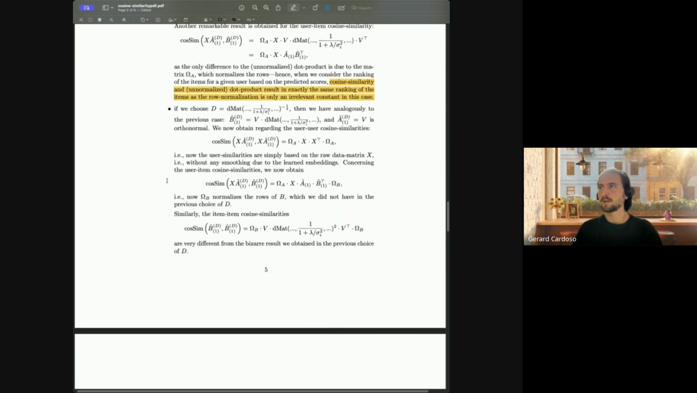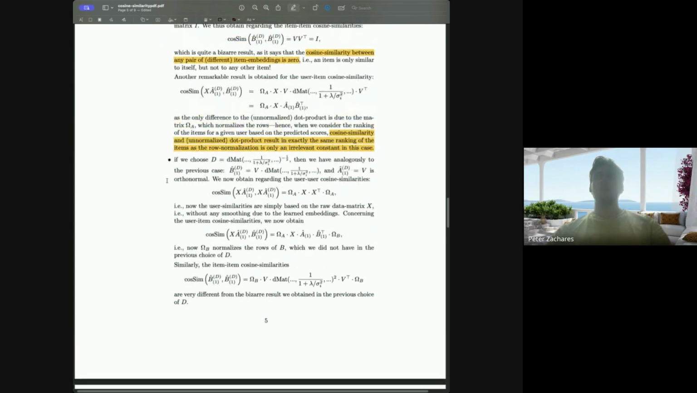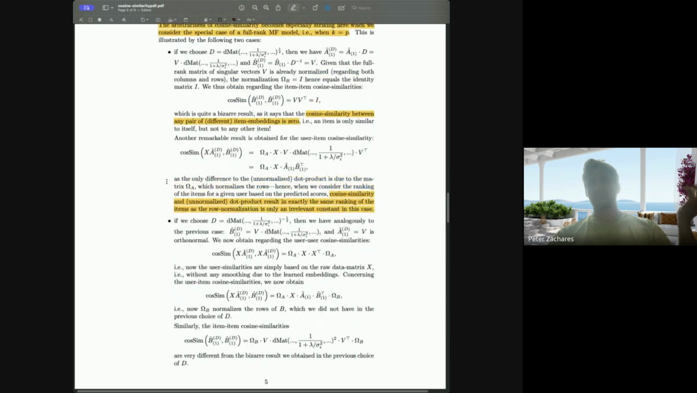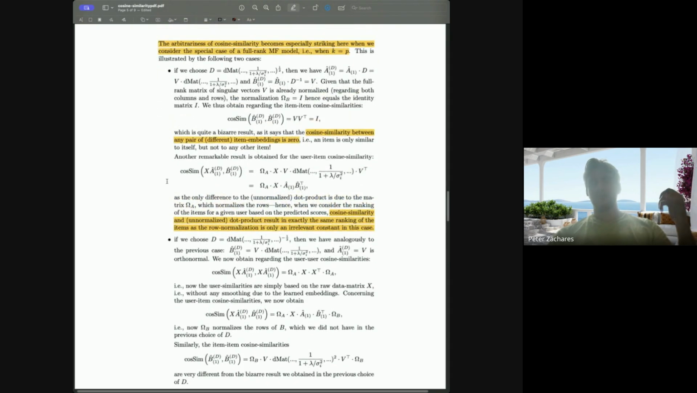I mean, in the case where K equals P, you just learn an identity matrix. You could learn an identity matrix and get an exact fit. So it does make sense. Yeah.